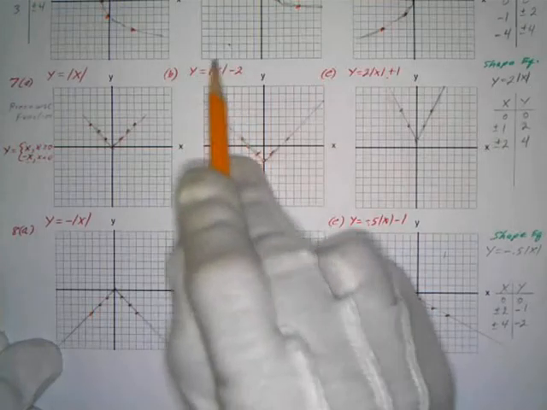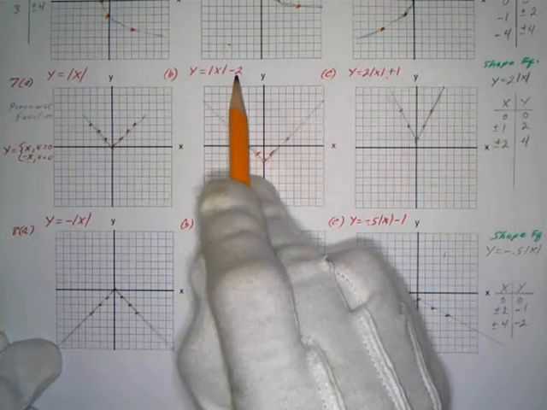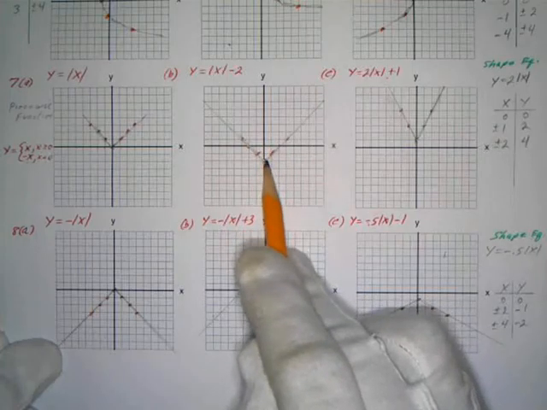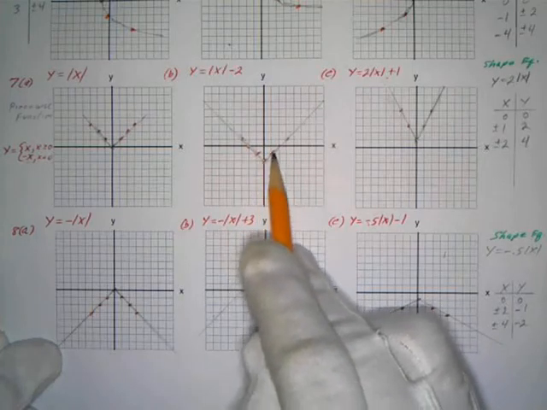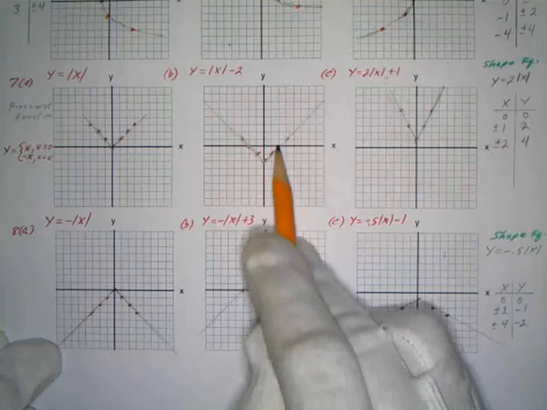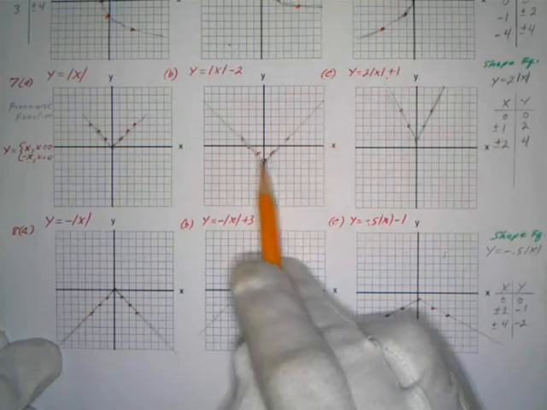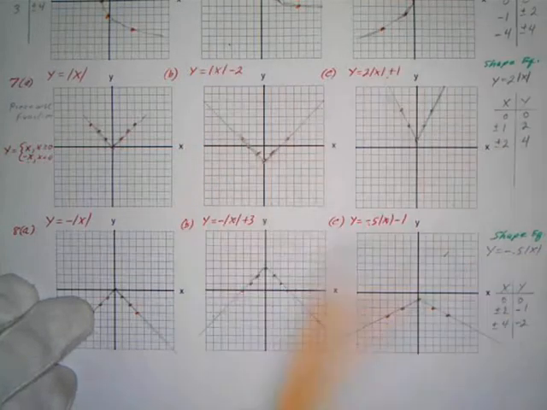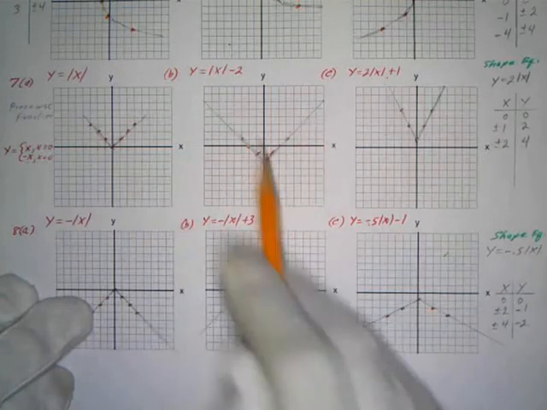Here it's the same shape, except I've got a shift of negative 2, so it's a vertical shift of negative 2, so I go down 2. And then again, from here I go over 1, up 1, back 1, up 1, over 2, up 2, back 2, up 2, etc. So it's the same shape. And the slopes on these, if there's no number in front, are either positive 1 or negative 1.